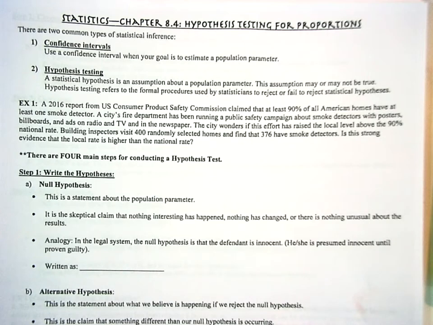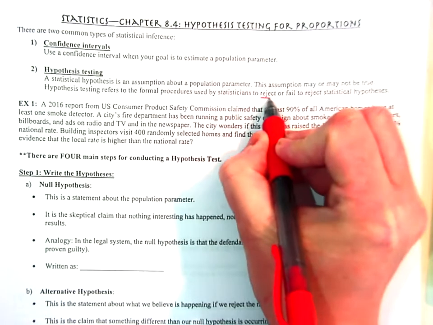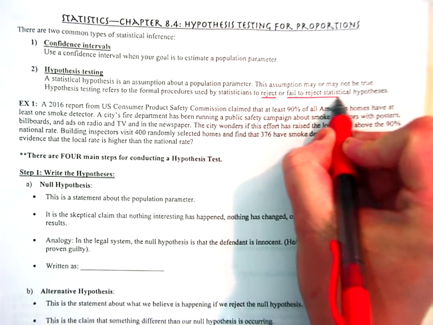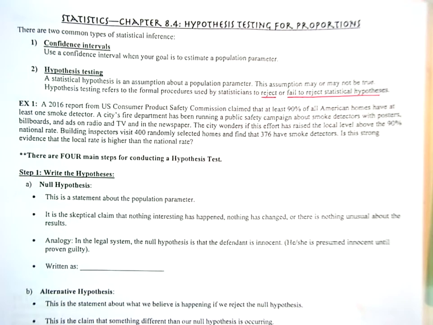A statistical hypothesis is an assumption about a population parameter. This assumption may or may not be true. Hypothesis testing refers to the formal procedures used by statisticians to either reject or fail to reject statistical hypotheses.